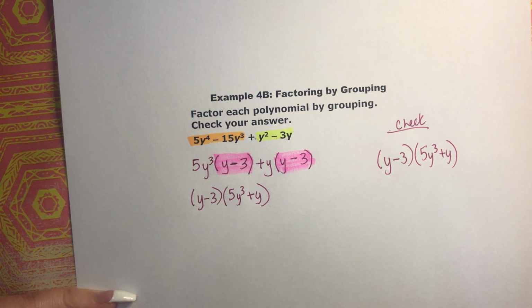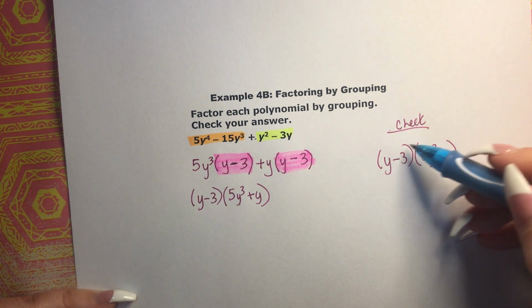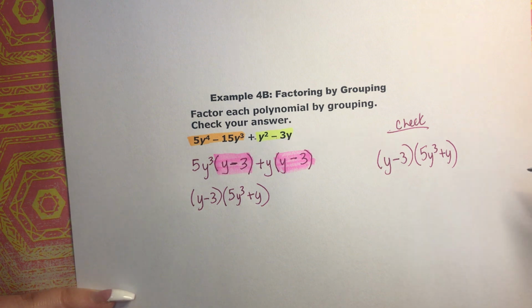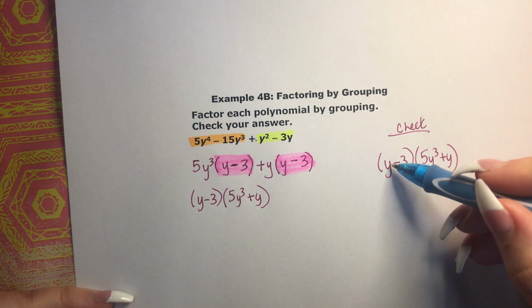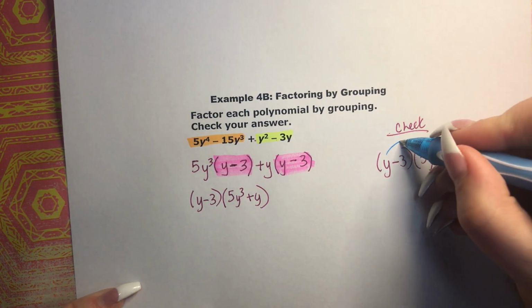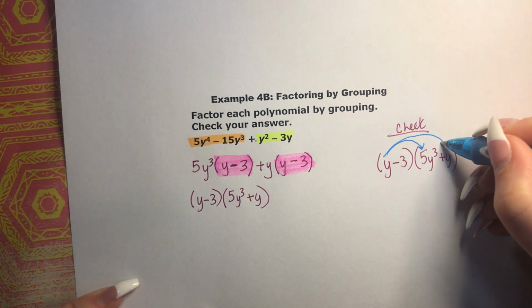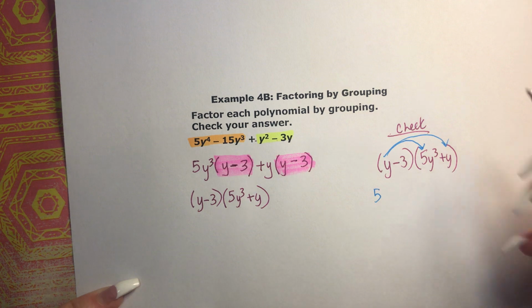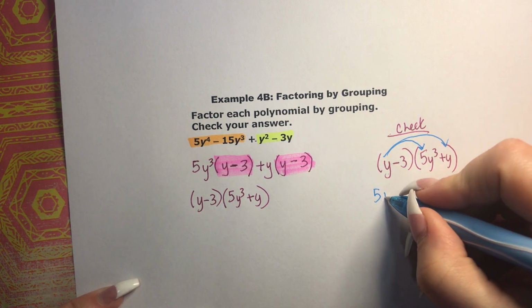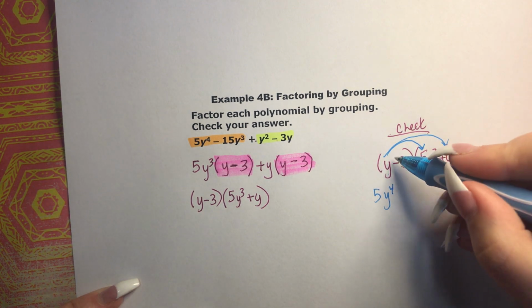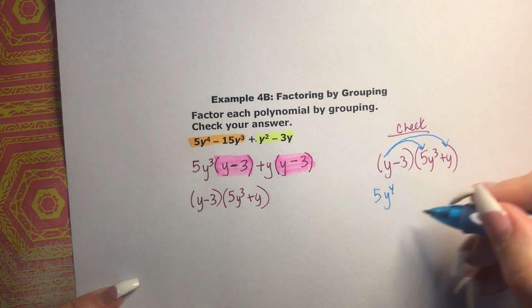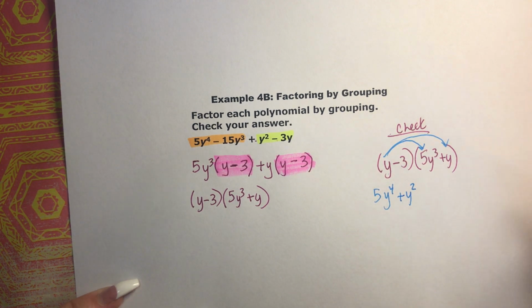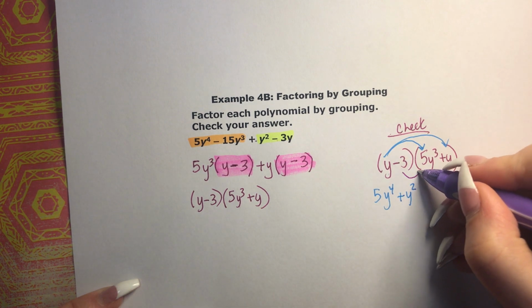All right, so the first thing I'm going to do is, this is multiplying binomials, so we're going to do FOIL, or the distributive property, twice. So we're going to distribute here and here. So y times 5y cubed, so the 5 stays. Y times y to the 3rd is y to the 4th. And then y times y is just a positive y squared.